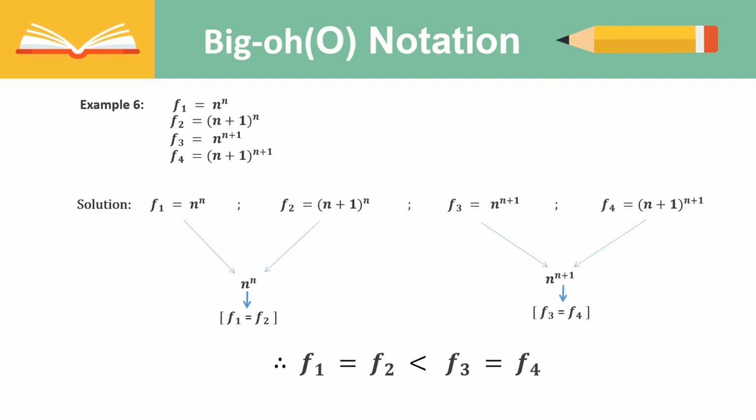Example 6. Here we have four functions f1, f2, f3 and f4. Now observe all four functions carefully. You can observe that there is a constant 1 in the base of f2 and f4.